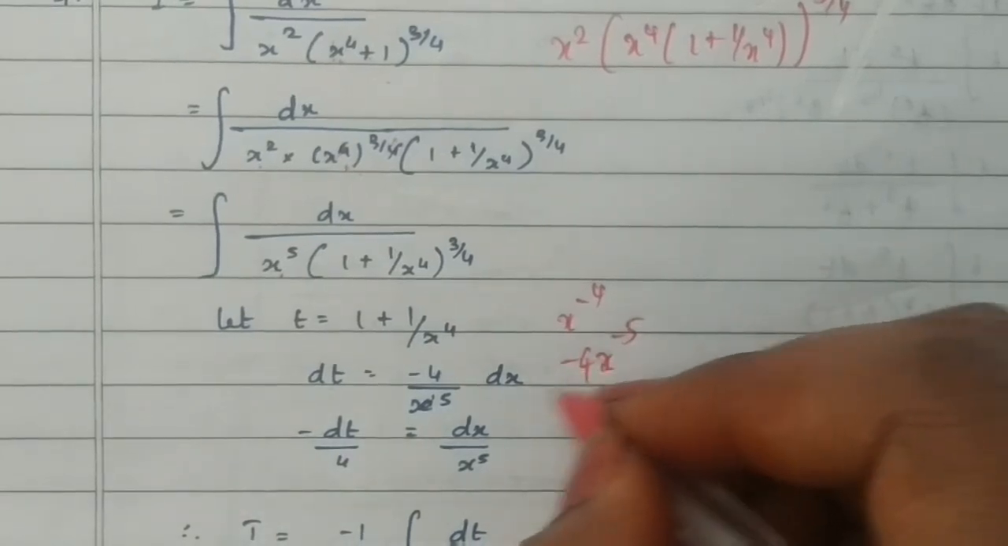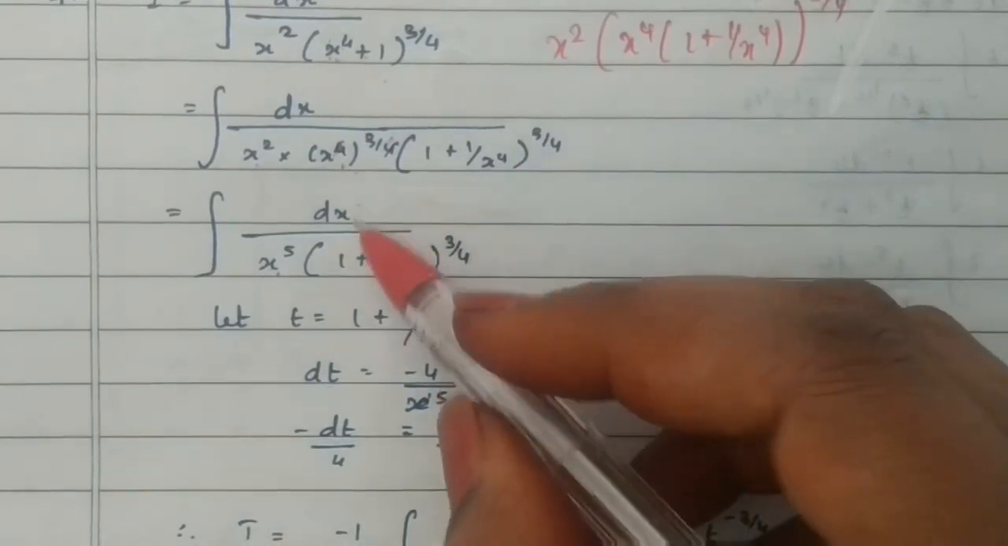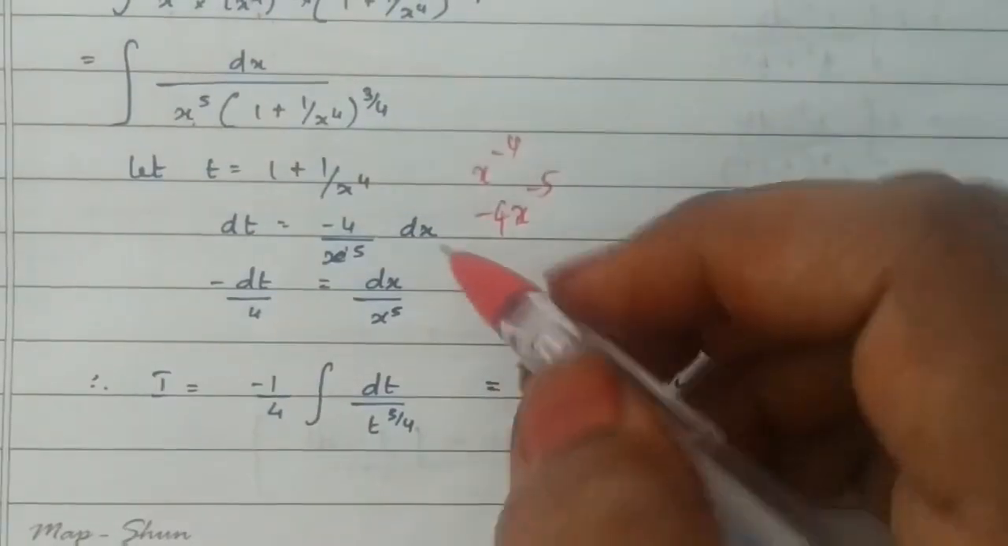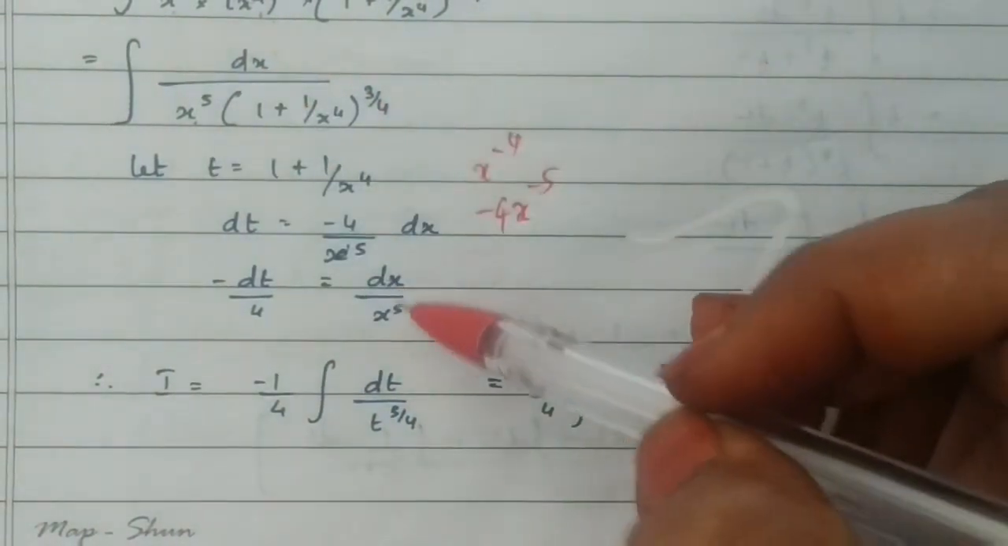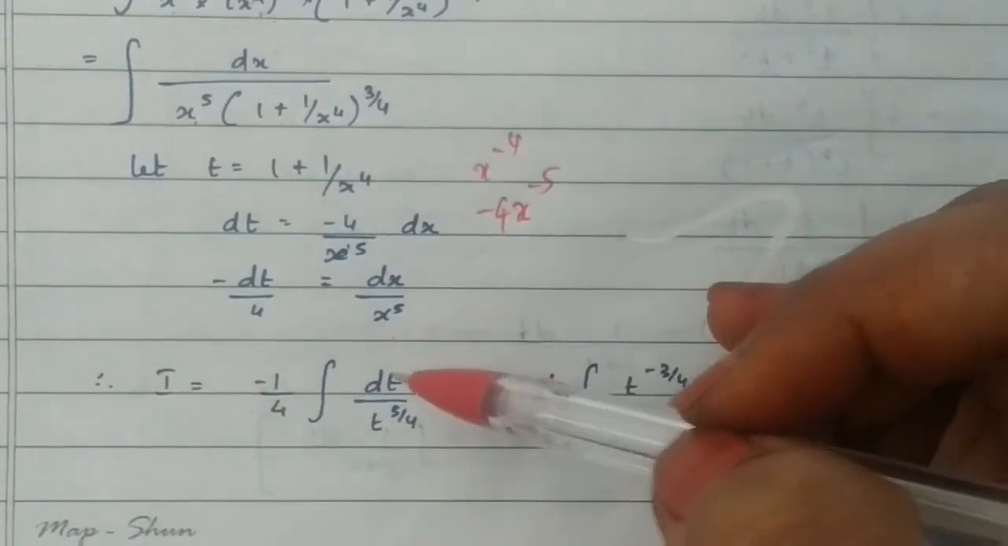That can be written as minus 4 divided by x power 5 into dx. Therefore we have dx divided by x power 5. So bring this minus 4 to this side. After that, substitute in the integral. Here dx divided by x power 5 can be written as dt by minus 4, that is minus 1 by 4 into dt.